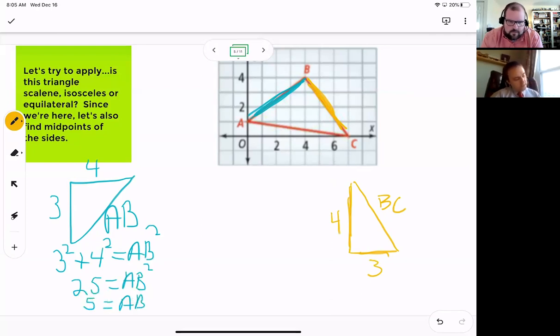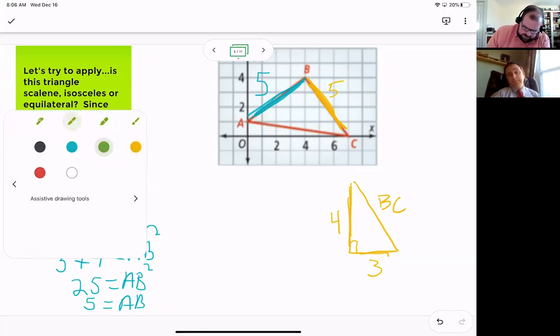So I figured out that AB was 5. I'm going to argue that you don't even need to figure that out, because that triangle is 3 and 4? And if these triangles don't have the same legs, in other words, they're not congruent, and here we got SAS going on again, then their hypotenuses would not be equal. So since yours was 3 by 4 and mine was 3 by 4, AB and BC are going to be the same.